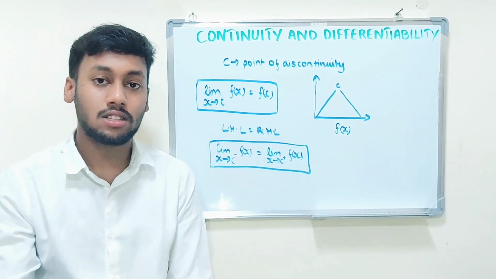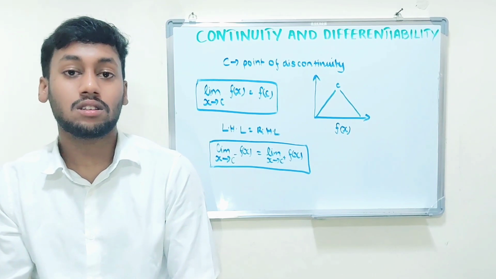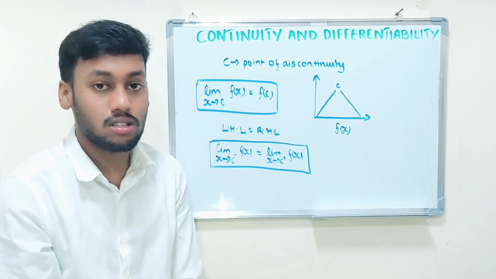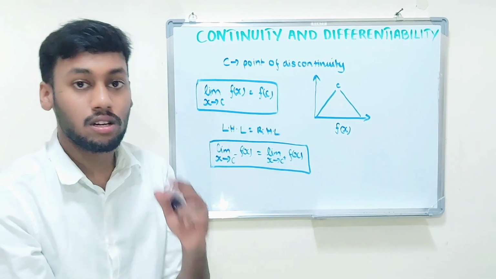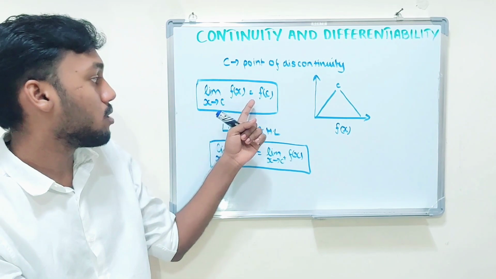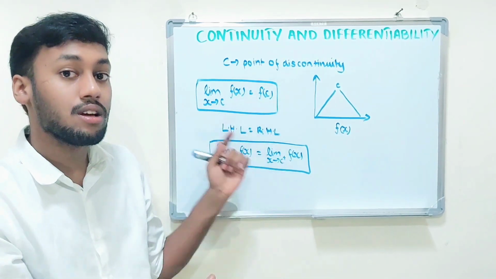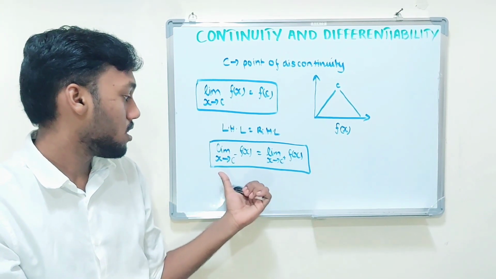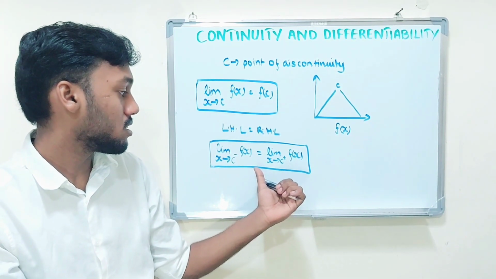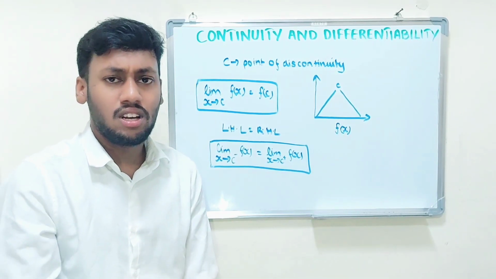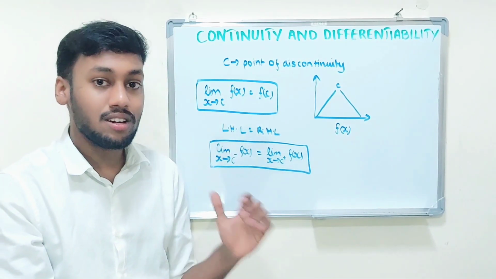So in our upcoming exercises or questions, they will ask us to show or prove that a given function is continuous. How do we prove that? There are two ways to do it. That is limit x tends to c f of x equal to f of c, and the other one is left hand limit equal to right hand limit. LHL equal to RHL: limit x tends to c minus f of x equal to limit x tends to c plus f of x. It's a very easy, very interesting chapter.